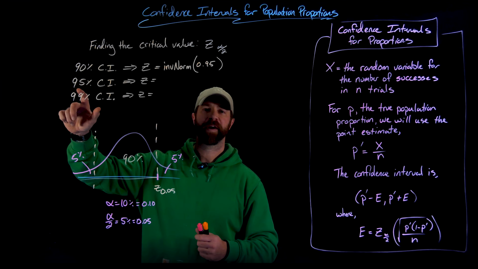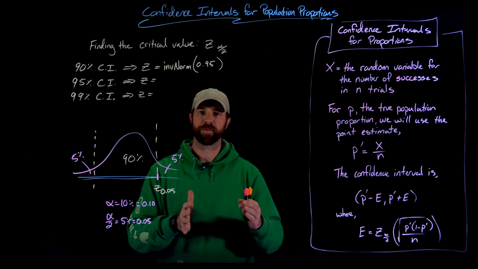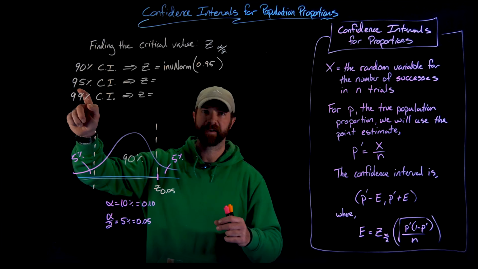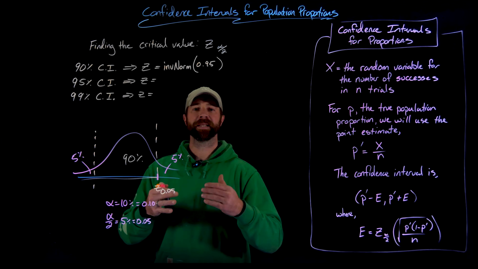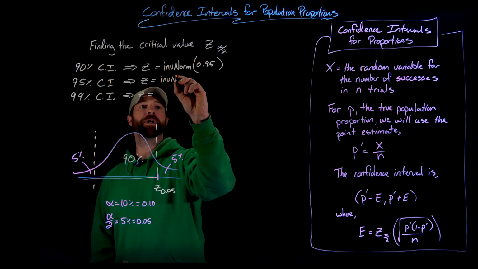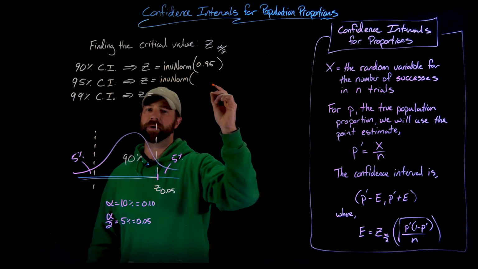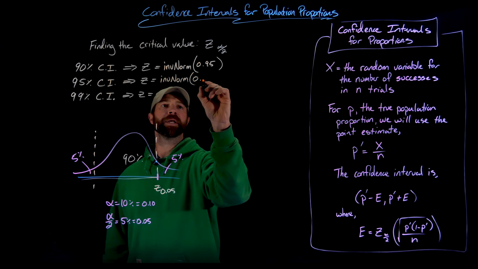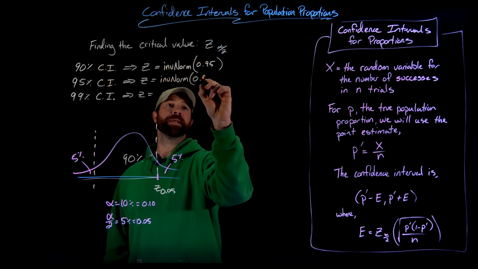You think for the 95%, there's 5% left over, cut that in half, you have 2.5%, add 2.5% to that, and you're going to get 97.5%. So for this z-score, or this critical value, what you would type into a TI calculator, or Google Sheets has a very similar function that does this for you, in this case, it'd be 0.975.